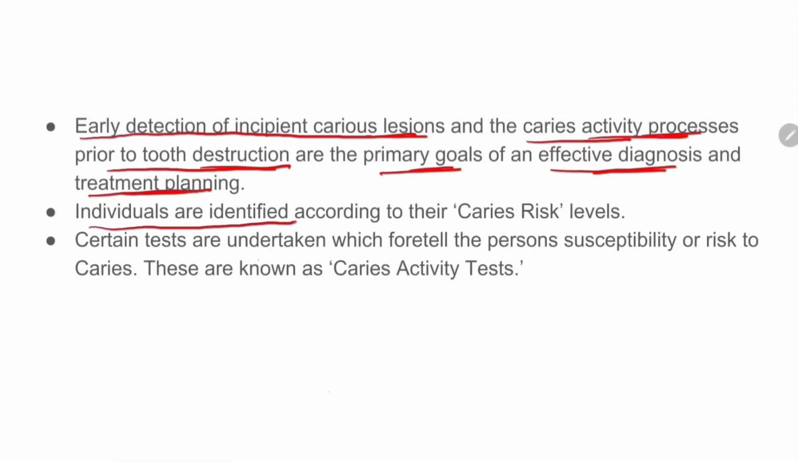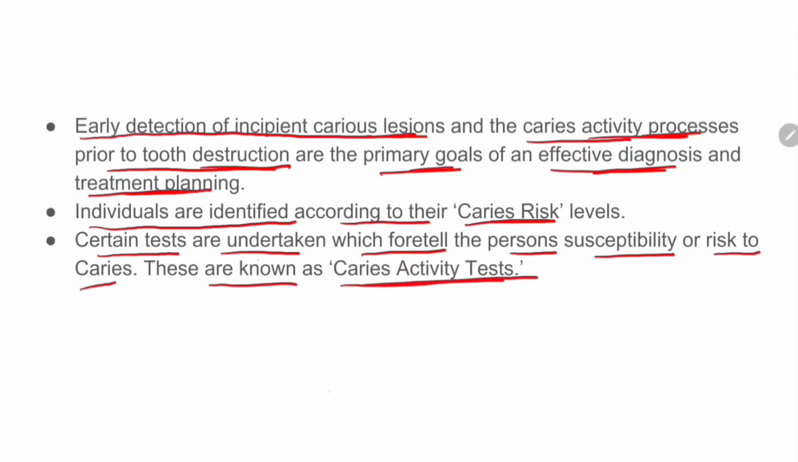These individuals are identified according to their caries risk levels. Certain tests are undertaken which foretell the person's susceptibility or risk to caries. These are known as caries activity tests. So with the help of these caries activity tests, we can understand the caries risk levels of an individual.